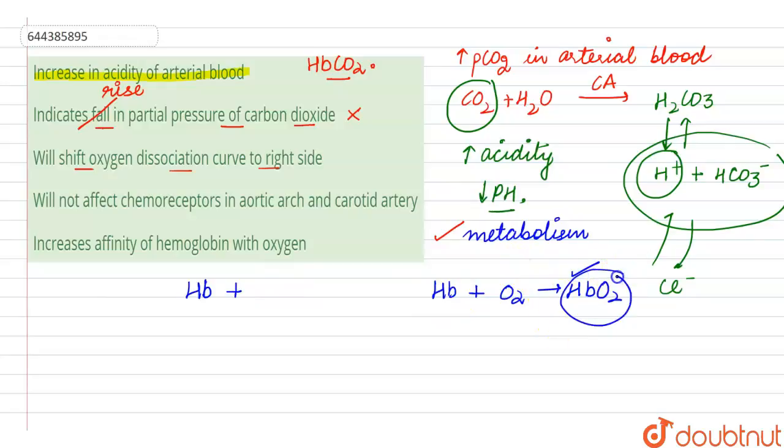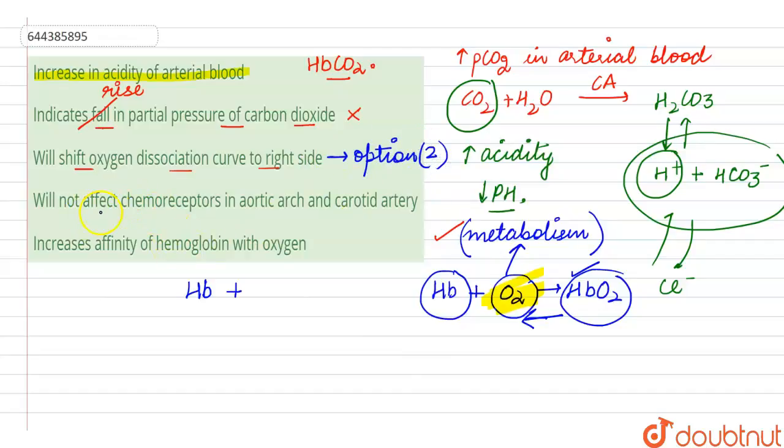oxygen to form HbO2. So what will happen, this HbO2 is now going to break down into oxygen and hemoglobin because there is more metabolism taking place inside the body and it requires more oxygen. So this is how the body is going to compensate for this increased acidity. So more oxygen will be released. That means the curve is going to shift towards the right side. So option number 2 here becomes the right answer for this question.